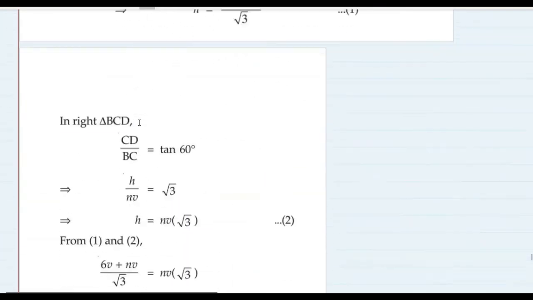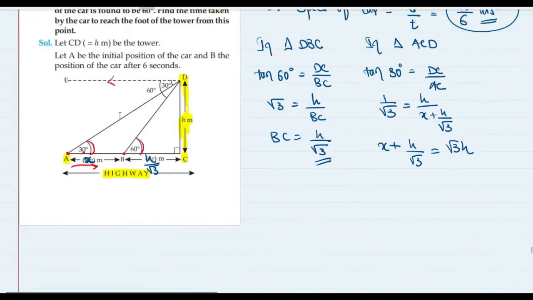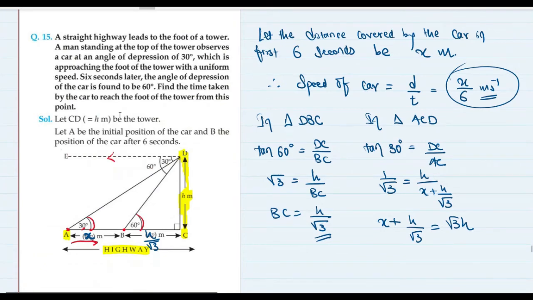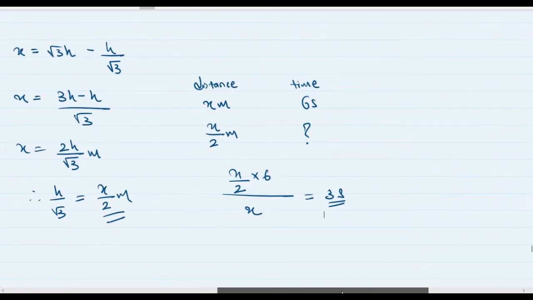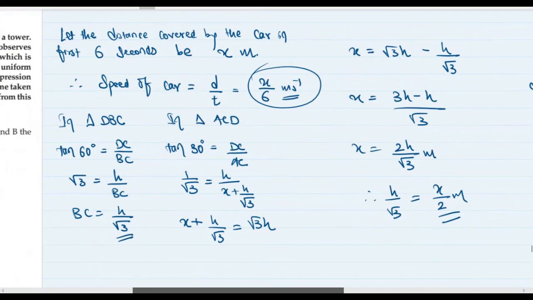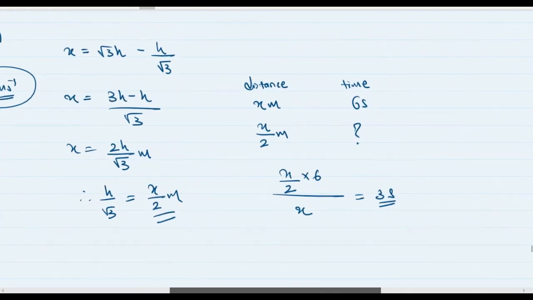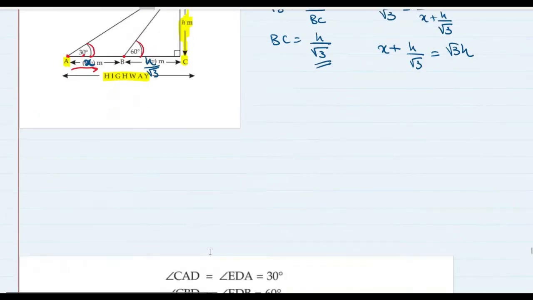Let's check the answer. Yeah, so their method is very complicated. They have NV, 6V. I don't know how they have done it. But if you check out my method, I have just taken two variables. One is X, that is the distance covered in first 6 seconds, and other is H, which is height of the tower. And everything I have expressed in terms of X and H, and I simply got the distance covered from point B to point C in terms of X, and I use unitary method to find the time, which is 3 seconds. So from going from B to C, the car will take 3 seconds.